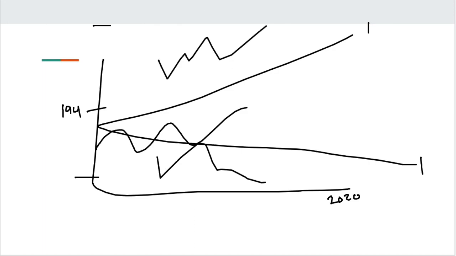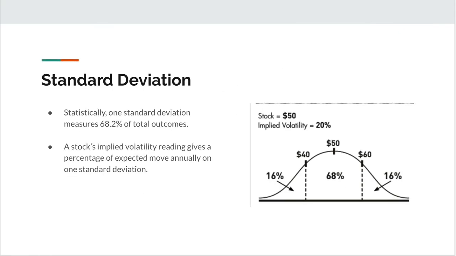So let's talk about where we get the 68% now. We have to determine that number from somewhere. The 68% of the time, or 68.2% of the time really, is the one standard deviation, which measures the total outcomes that can happen within a year. So a standard deviation measures 68.2% of total outcomes that can happen within the 1 year trading period. A stock's implied volatility reading gives you a percentage of expected move annually on one standard deviation.